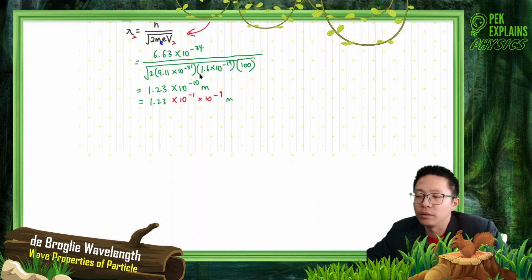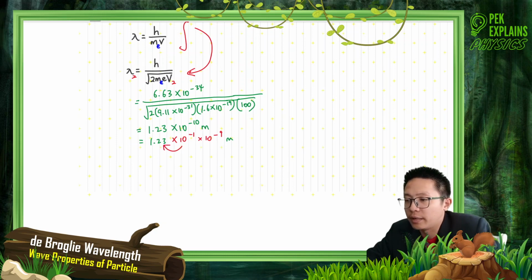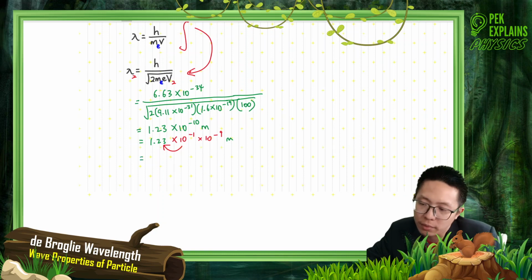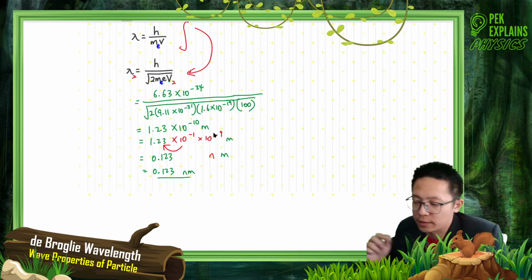Again. Negative 10 is actually negative 1 plus negative 9. So this exponent negative 1 multiplies to the front. So what do we get? If this multiplies exponent negative 1, it becomes 0.123, and then this negative 9 becomes nanometer, which is 0.123 nanometer. That's the answer.